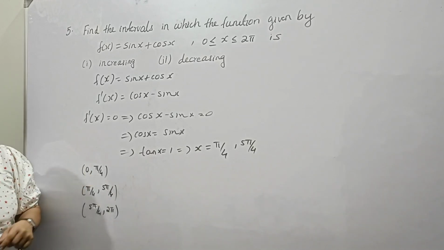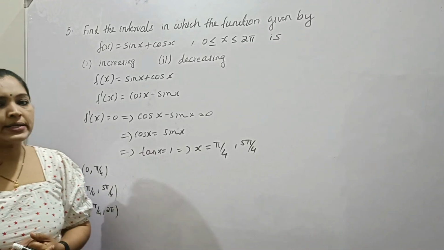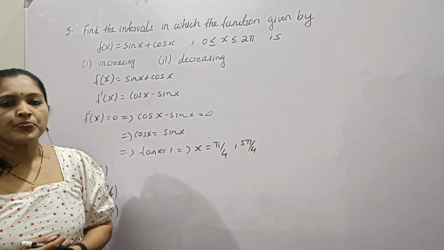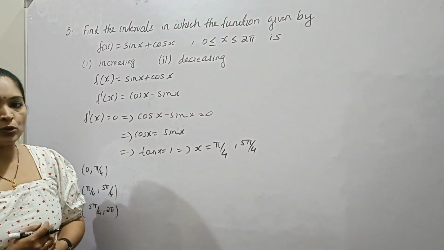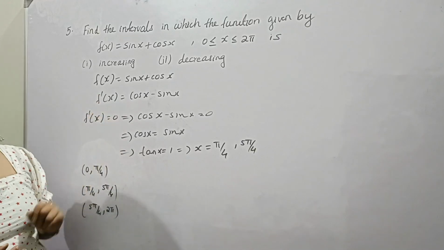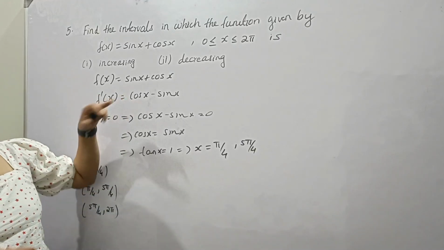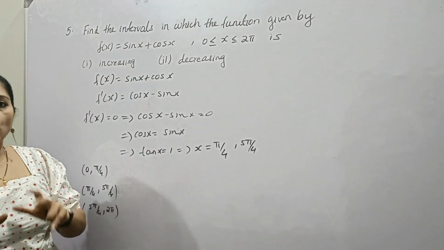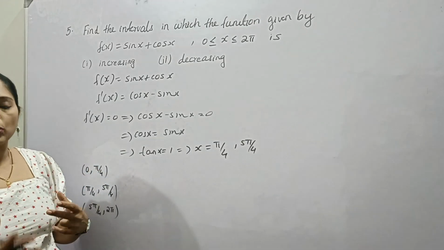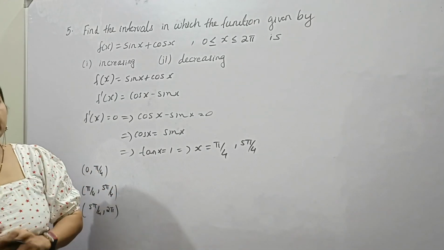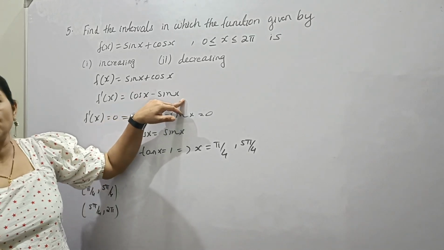See, here, in 0 to pi by 4, we know that cos x and sin x are positive, right? Because it lies in the first quadrant. In the first quadrant these are positive. And we have to check. See, it is cos x minus sin x, right? So for a positive number, cos x should be greater. If cos x is greater than sin x, then it will be positive.